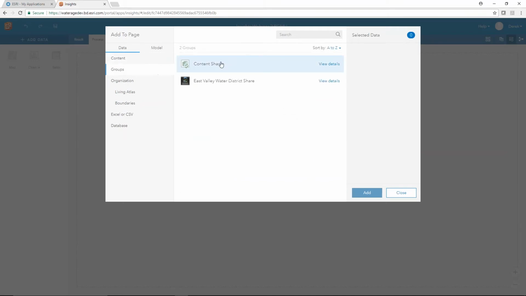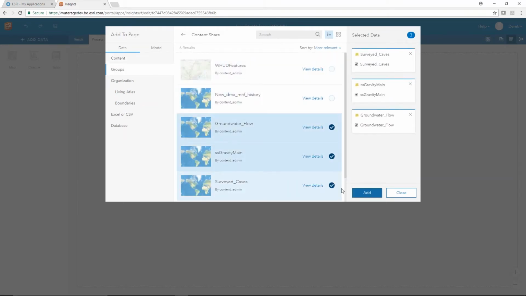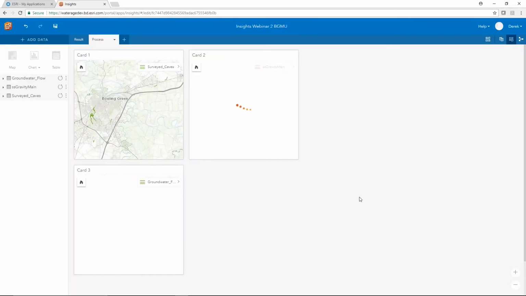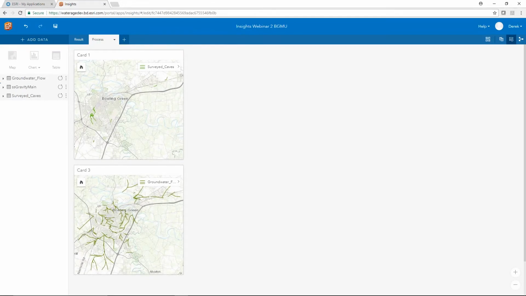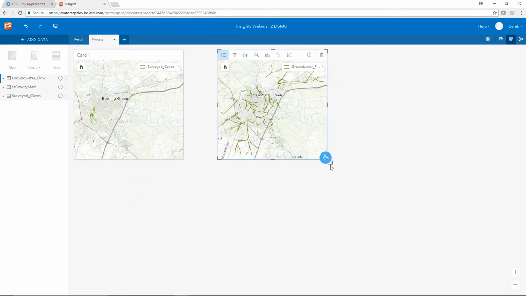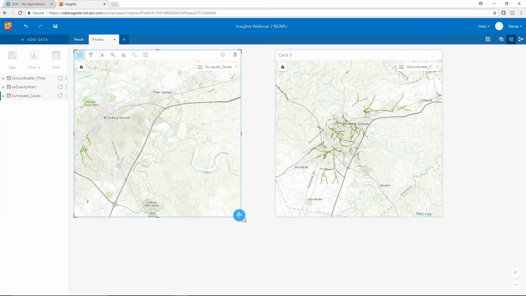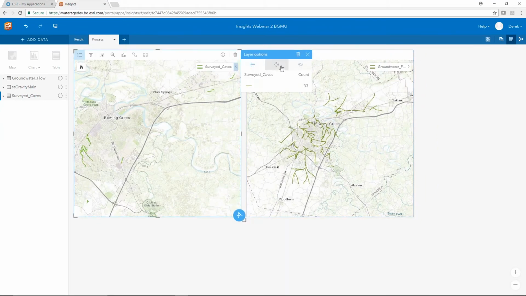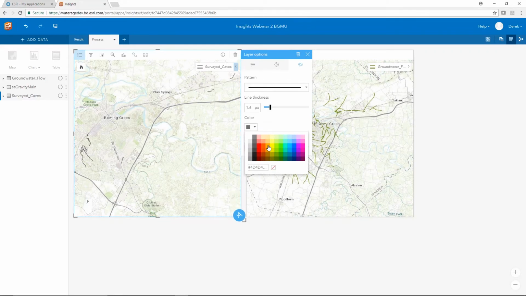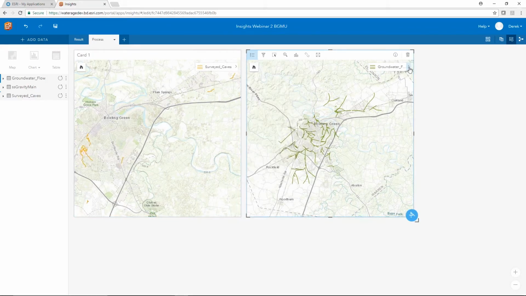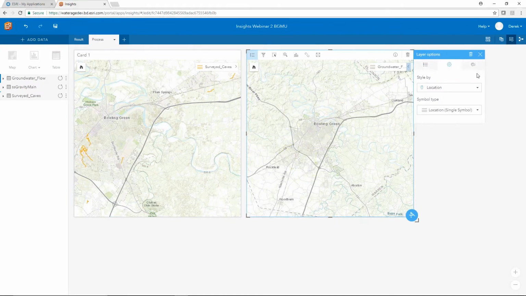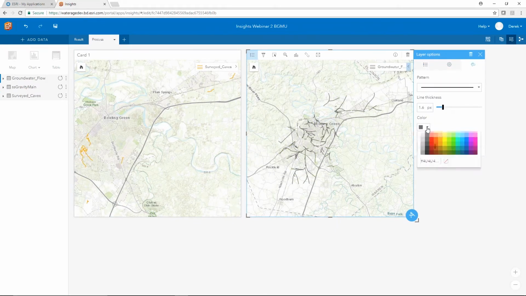They're particularly concerned about making sure that their sewer mains aren't intersecting, or if they are, they're aware of which ones are intersecting these underground karst structures that they have. So in this instance, we've brought in both the known underground water flows and the surveyed caves in the district. I'm just going to change the symbology on these to make them look a little bit nicer. You'll notice in Insights that you can use the default symbology that comes with the data set you publish, or you can change it to something that meets the needs of what you're looking for in that individual piece of analysis.